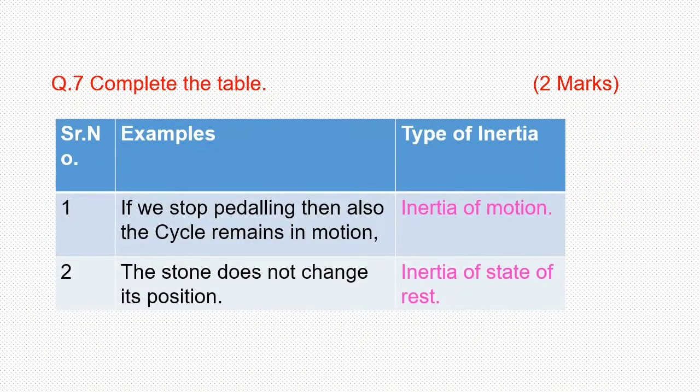Question number 7 is, complete the table. This is for 2 marks. Examples are given and we have to write down the types of inertia. First example is, if we stop pedaling, the cycle still remains in motion. And this type of inertia is inertia of motion. Second example is, the stone does not change its position. And the type of inertia is inertia of rest.